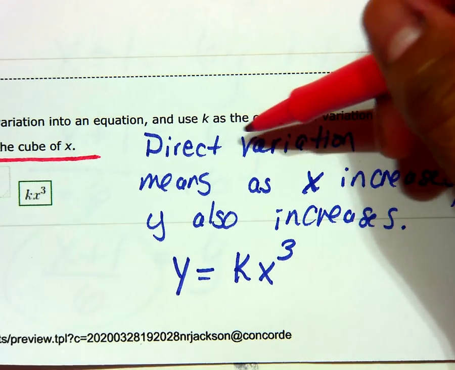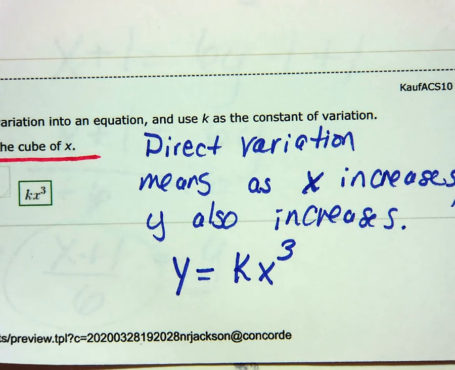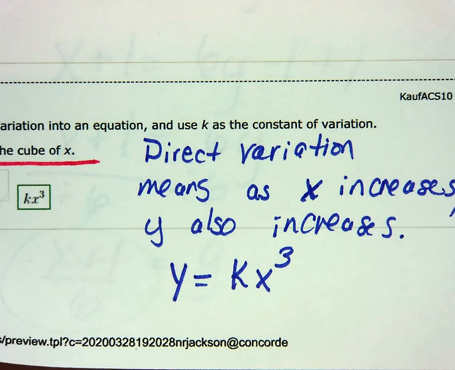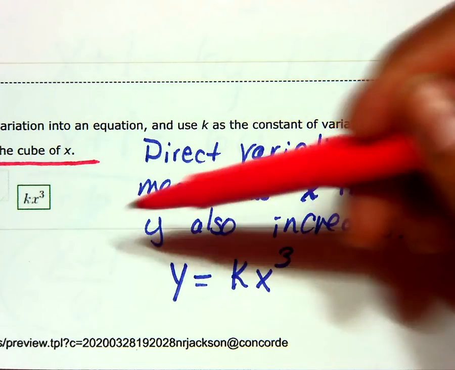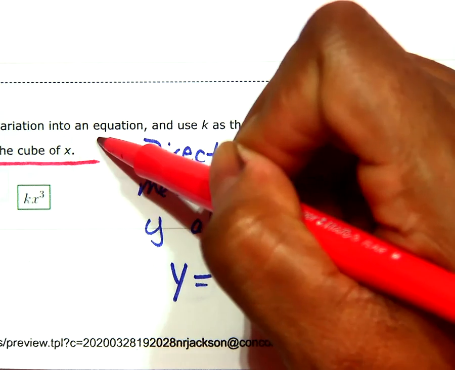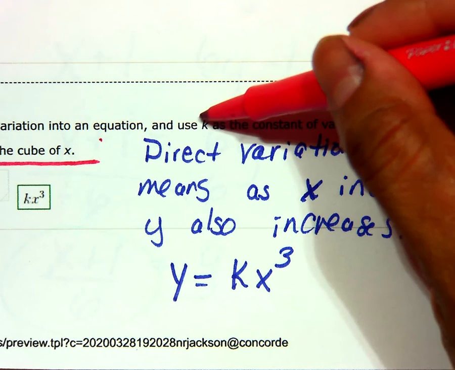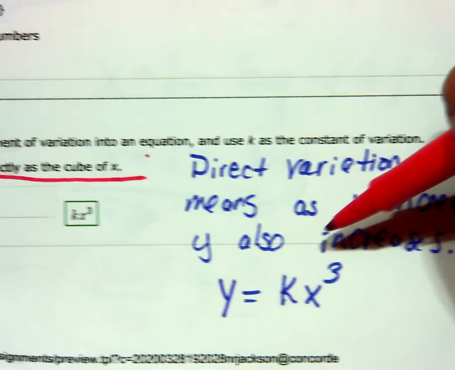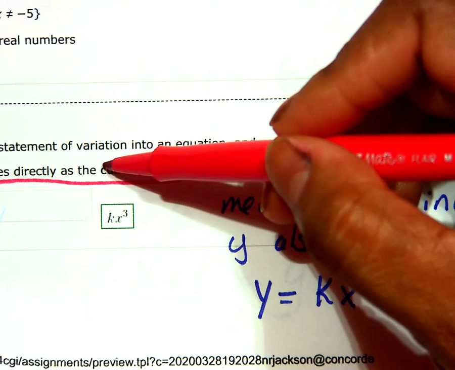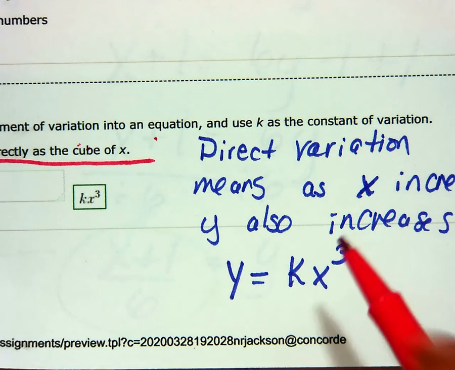So let me put it in layman terms. Direct variation means that as x increases, y also increases. For example, if your appetite increases, then your weight increases. That's a direct variation. But you want to know where all this came from. Well, we know it has to be an equation because that's what it said. Therefore, y equals. You also stated that it wants k to be the constant, so that's where the k came from. But right here, cube of x, that's where the cube of x came from.